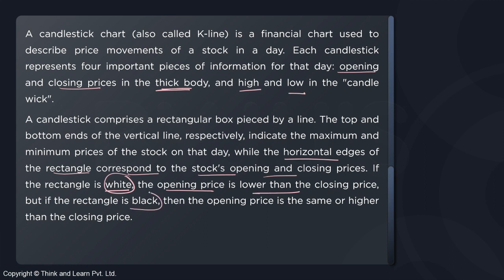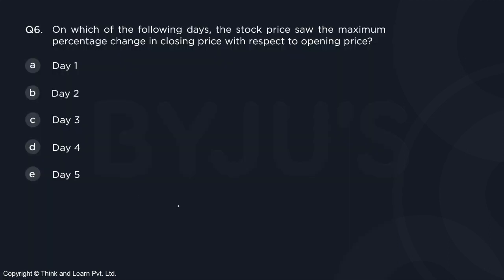But if the rectangle is black, the opening price is the same or higher than the closing price. That means we can say the price came down in that case, or it remained the same. Now, straight away we have a question: on which of the following days did the stock price see the maximum percentage change in the closing price with respect to the opening price?